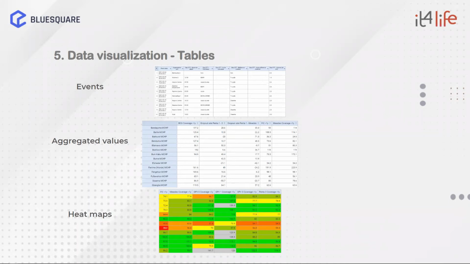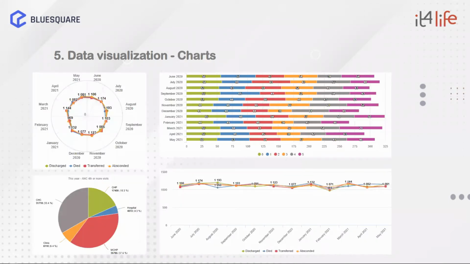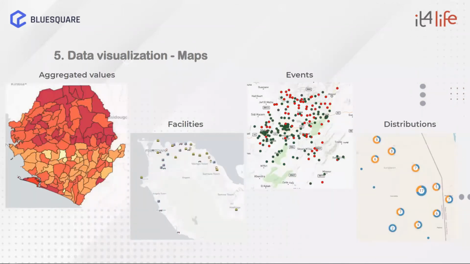The background color is modified according to the value of your indicator. It allows a quick visual analysis. The charts, I have many charts available, and I can also add a target on line and bar chart. This is very useful. And for maps, I can also play with aggregated values, like display these aggregated values on my maps. I can also specify my GPS points.